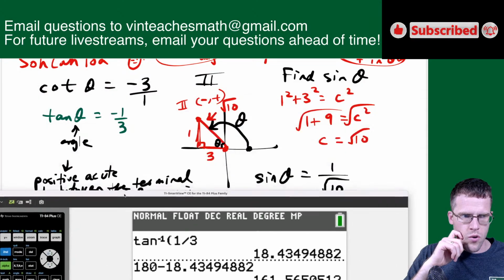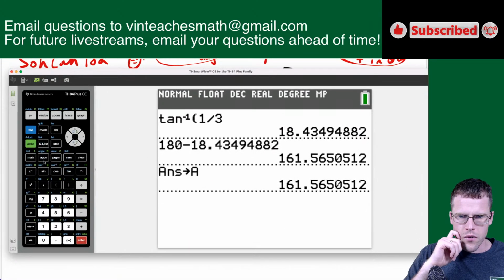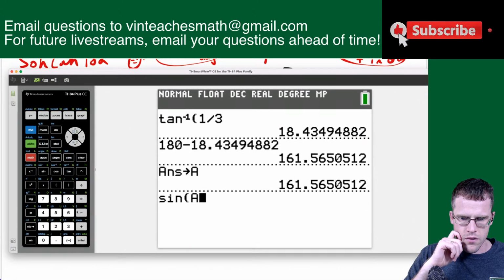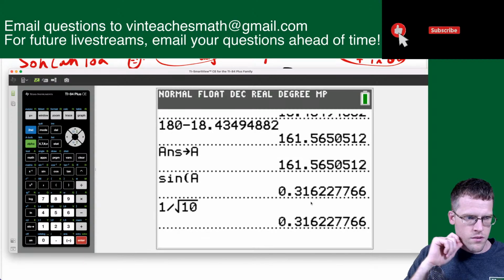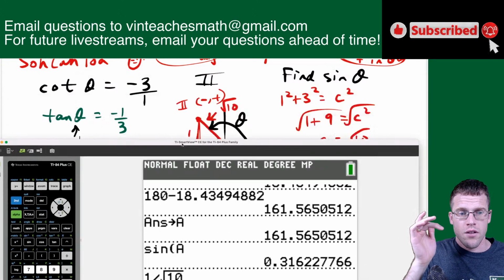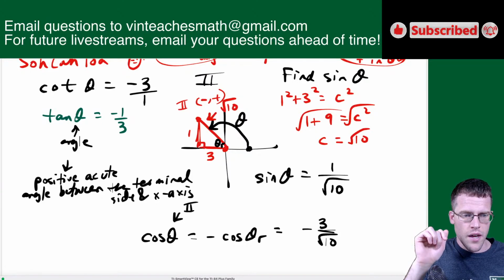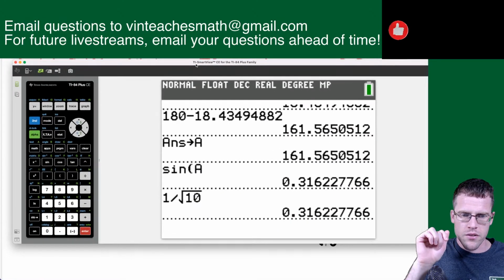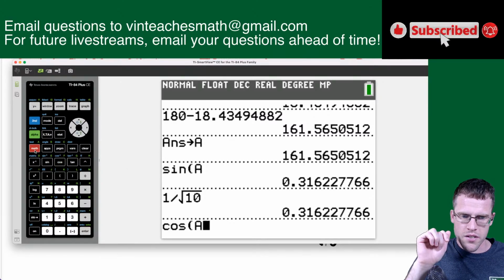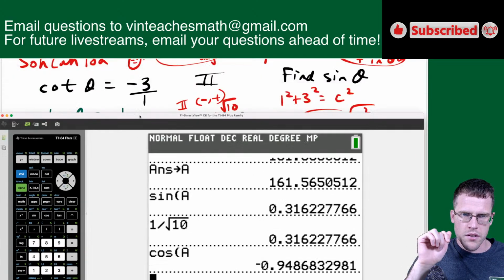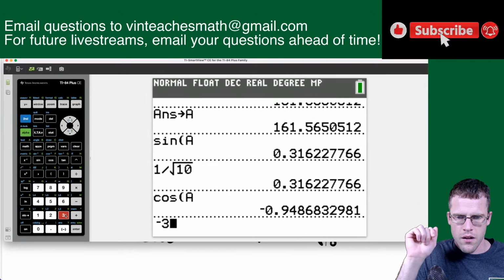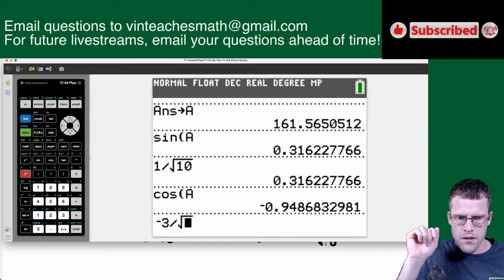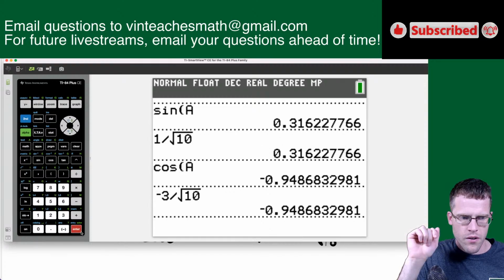All right, so now our goal was to find sine of theta. Okay, so sine of that angle is this. And if I do 1 divided by square root 10, that was our answer. You see, we get the same exact thing. And now, if I want to check, cosine of that angle should be negative 3 over radical 10. So if I do cosine of that angle, which I saved as A, that should be, I already forgot, negative 3 over radical 10. Okay, so yeah, that's the trig stuff.